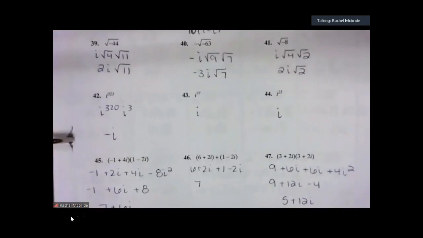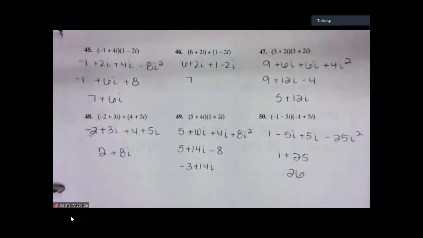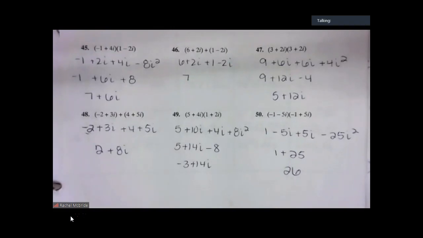And then remember that for numbers like 42, 43, and 44, your answer can only be one of 4 answers. It can be an i, a negative i, a negative 1, or a positive 1. Odd powers will always have an i in their answer. Even powers will always be a 1 or negative 1. Okay, and then the final 6.